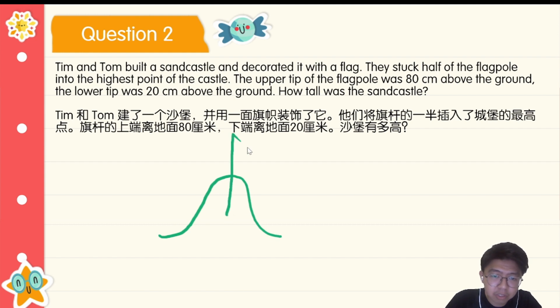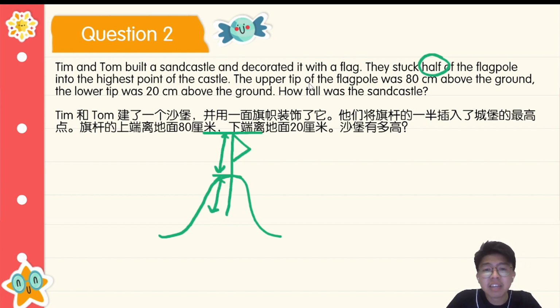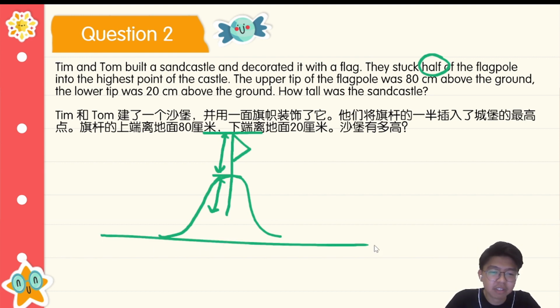So here, it says that they stuck half of the flagpole into the highest point, which is this point, right? Which means this part here is actually the same length as this part. So next, the upper tip of the flagpole was 80 cm above the ground. So it says above the ground, which means we need to label starting from this point until the highest point. So we can label here from the bottom to the top is 80 cm.